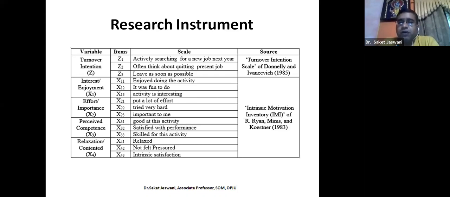But sir, can I ask a question? Yeah, sir. This research instrument, it is a standard for application in various studies. Is it a model, sir, for research? No.